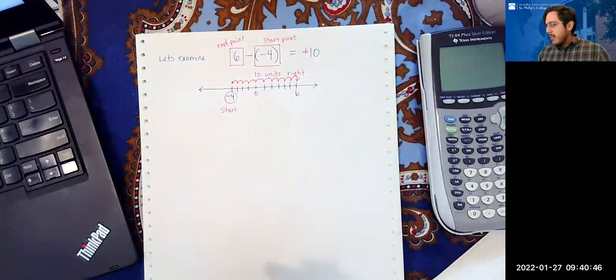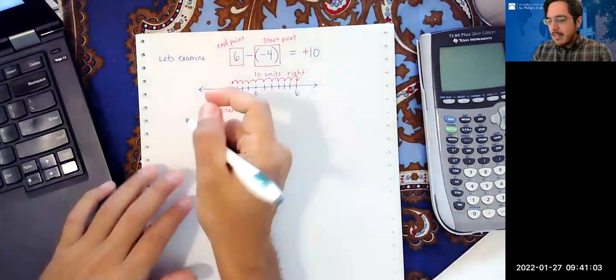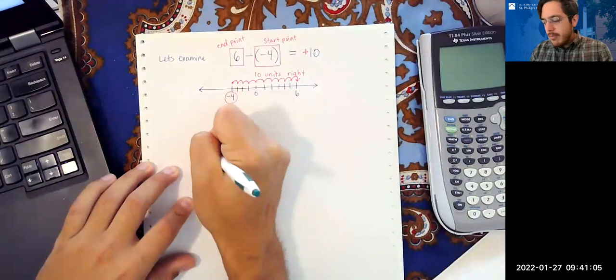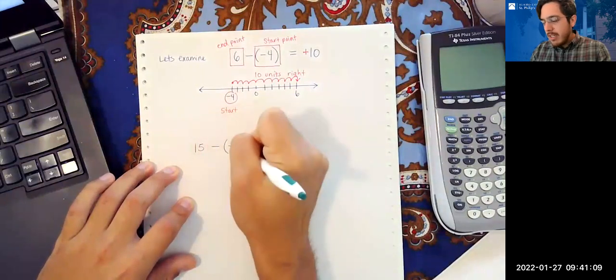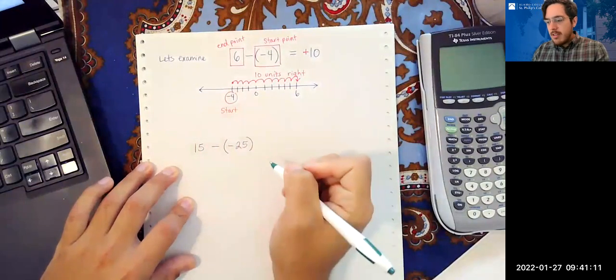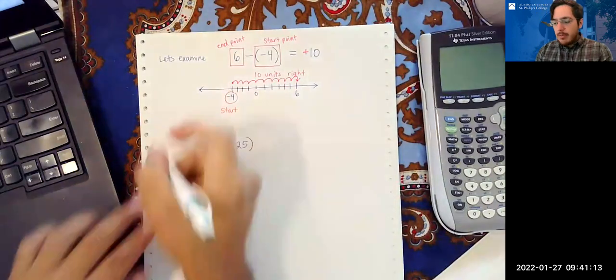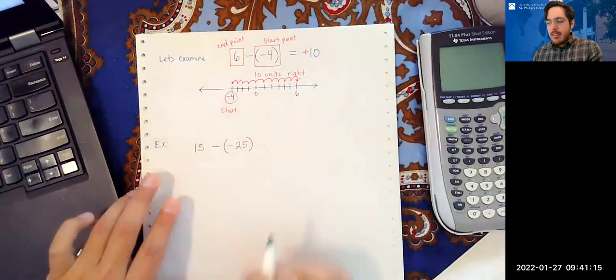So what we can say is that this is helpful to visualize what is going on, to explain why 6 minus negative 4 is 10. But if these numbers were larger, let's say that we had 15 minus negative 25. Let me write this as another example.